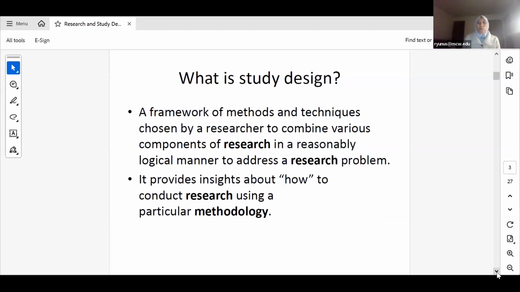So first of all, I want all of you to understand why it is important for us to study epidemiological study design. You need to first understand what is study design. Okay, so basically it is a framework or a sequence of methods, or a group of methods and techniques that a researcher chooses to combine various components in a study that you conduct in a reasonably logical manner to address a research problem. So basically, study design gives you an insight about how to conduct research using a specific methodology.